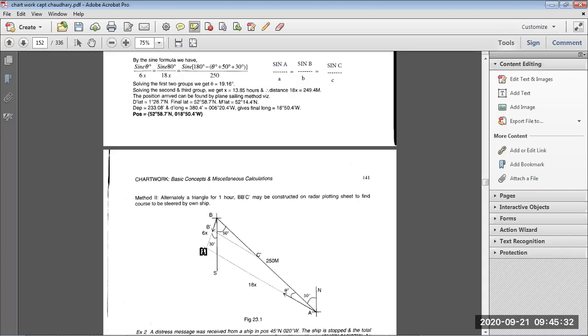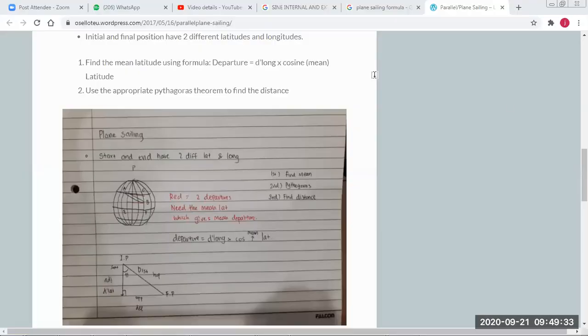And to get this position, we will use this DLAT, MLAT and departure formula. Departure upon DLAT is equal to cos of P inlet. And with this formula, we will get the ship's position, latitude and longitude. So let's see how we calculate this. Let's see this plane sailing formula.